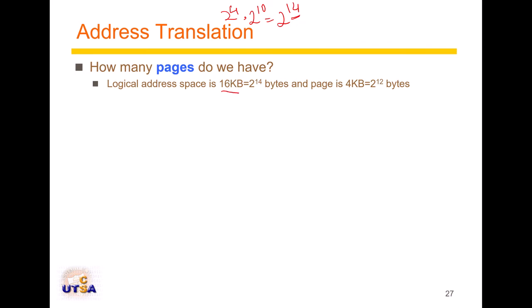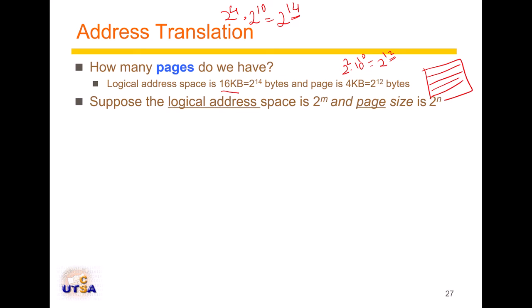And if the page size is 4 kilobytes, 4 is 2 to the power 2 and k is 2 to the power 10, so this is 2 to the power 12. So 4k is actually 2 to the power 12. So you need 12 bits to represent each byte within the block. It means here you have 4000 bytes, and each byte can be addressed using 12 bits.